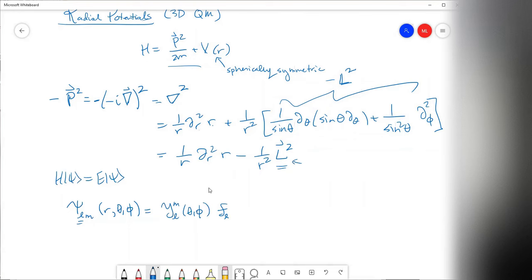So the leftover piece can't depend on M because that's not spherically symmetric. And we already took care of how the thing rotates by choosing these YLMs. We already know what the M dependence is. That gives us how the states rotate. And so anything that's left over must be spherically symmetric.